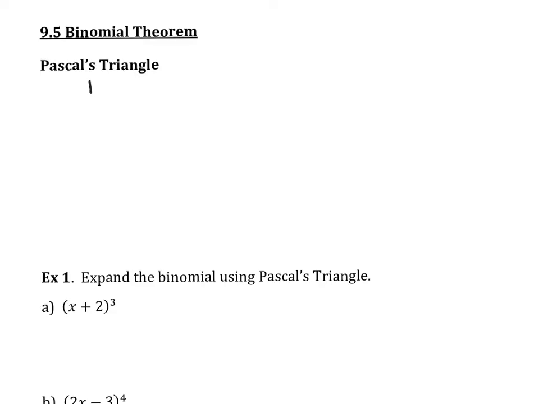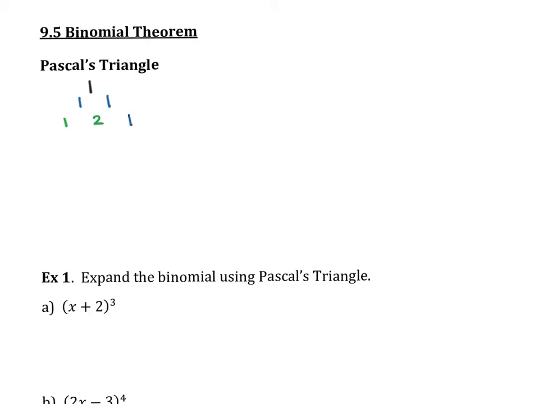I guess, is a 1. On either side, there's also a 1. Now for the next row, there's still a 1 on the edge. Between this 1 and the 1, 1 plus 1 is 2, so I put a 2 here. And then there's a 1 along the edge.